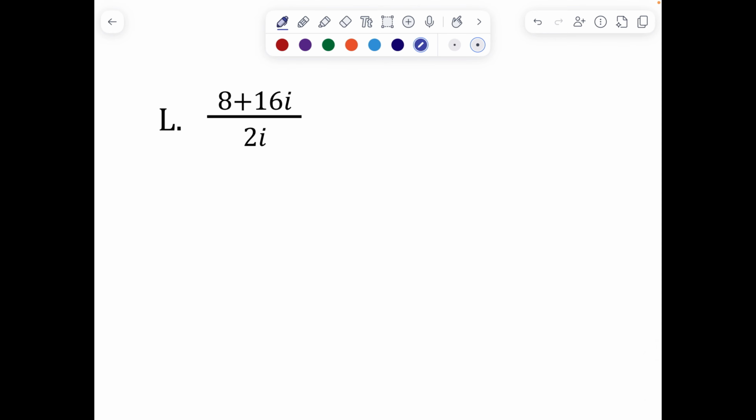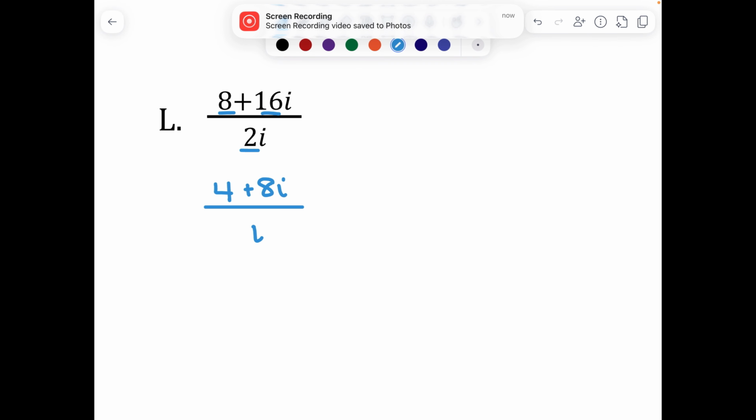We have 8 plus 16i over 2i. First thing I see is that everything is divisible by 2. So I'm going to make my life easier. So I get 4 plus 8i all over i. Now I'm going to go ahead and multiply by the conjugate. And I can go ahead and multiply numerator and denominator both by i over i.